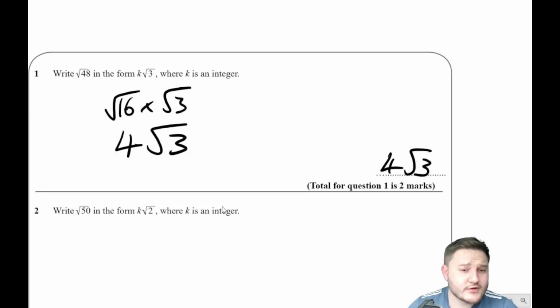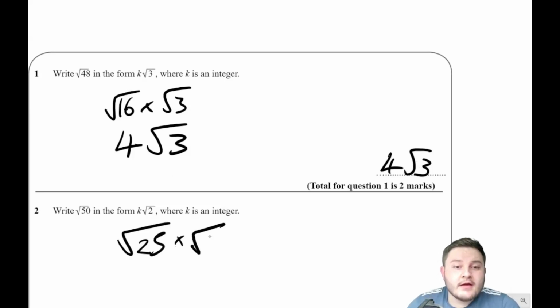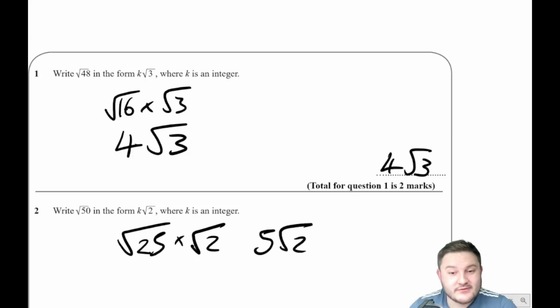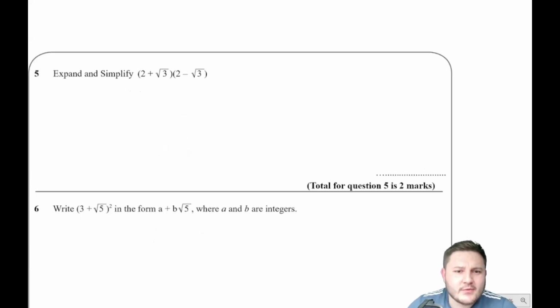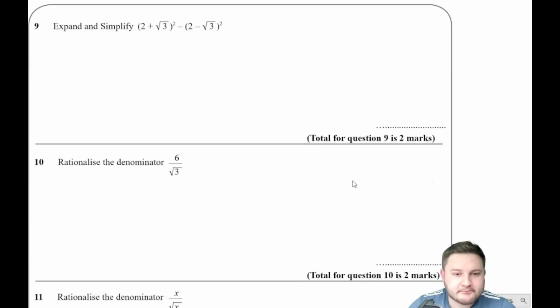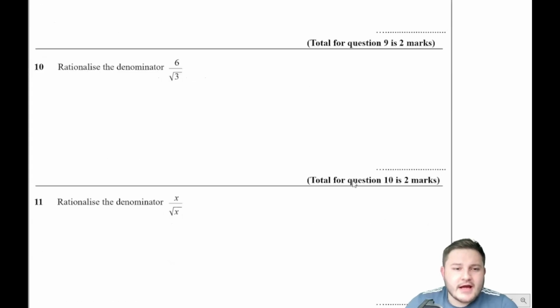And then for the second one, same idea. The square root of 25 times the square root of 2 is the square root of 50. The square root of 25 is 5, so this would just be 5 root 2 for the second one. So a nice little simplifying question there. Very key idea when going on to A-level maths.